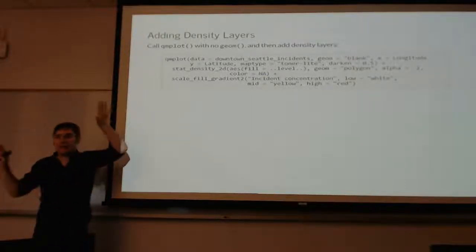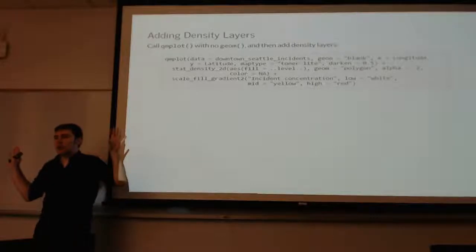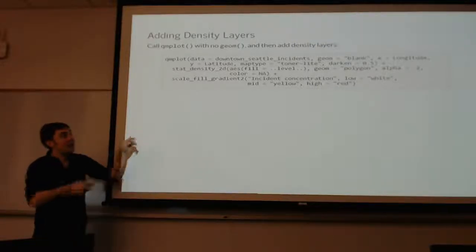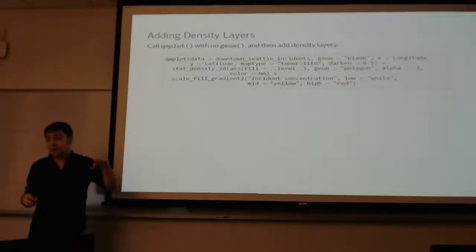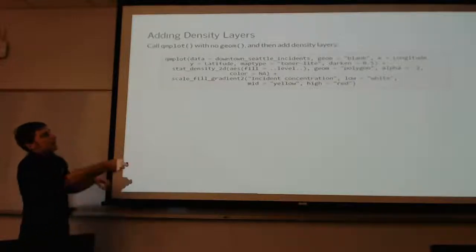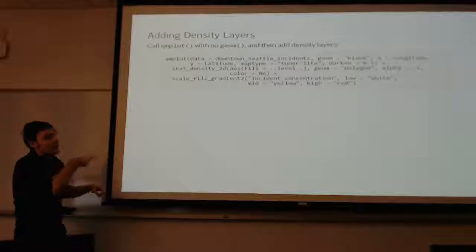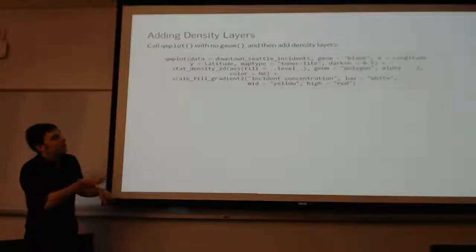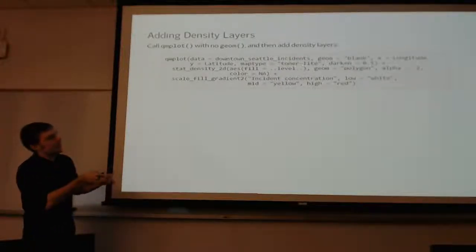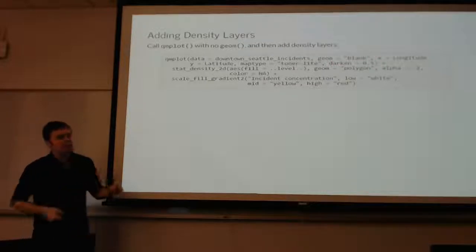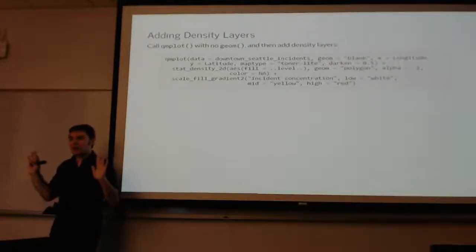So qmplot has slightly different syntax than a general ggplot call because it already builds some geometries in. This is me saying I don't want any geometry by default. X is longitude, Y is latitude. The map type is that toner light map we used before, or toner background, it's the same thing. Darken 0.5 is going to make it slightly darker. I forget if it makes it slightly darker or slightly lighter. I think it makes it slightly darker.